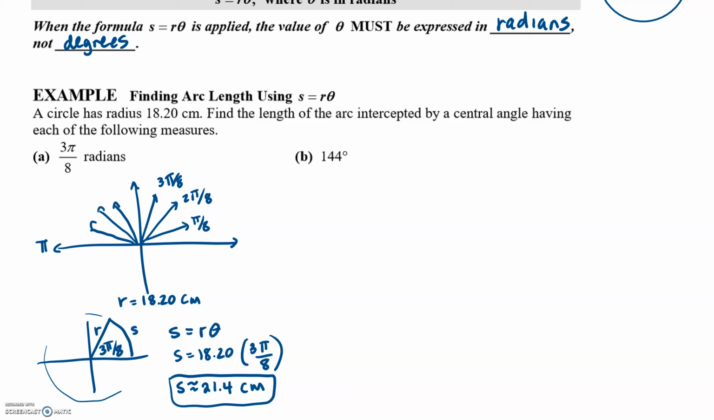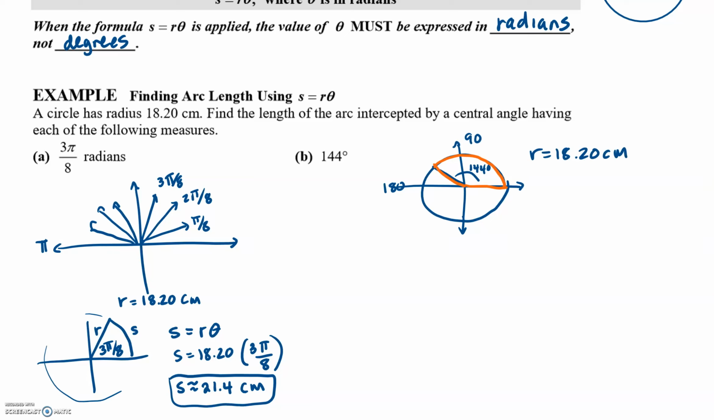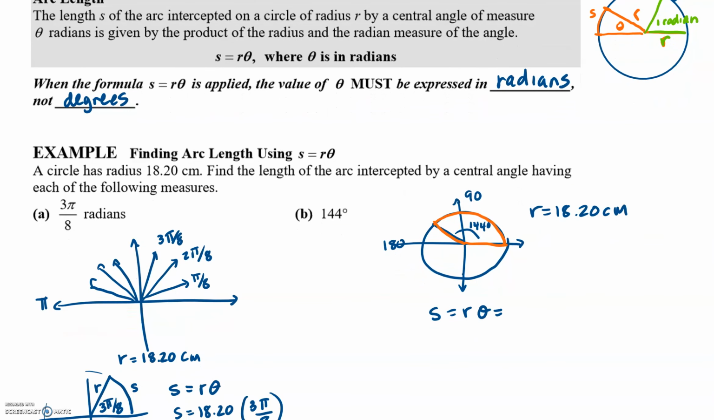If you had a degree, be careful. Let's go ahead and first draw this. We have here our circle. 144 degrees would be, this is 90, this is 180, so 144 degrees would be somewhere there. So this would be our arc length in orange there, and our angle is 144 degrees. Our radius is still 18.20 centimeters for both part A and part B. So I'm going to take S is equal to R times theta. But the problem is theta, if you remember, must be expressed in radians.